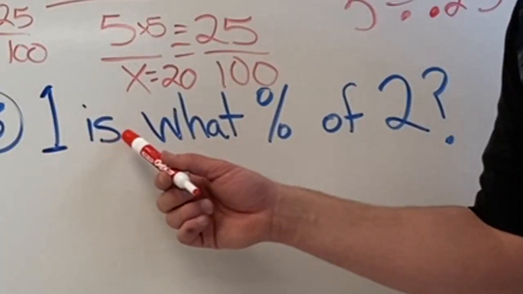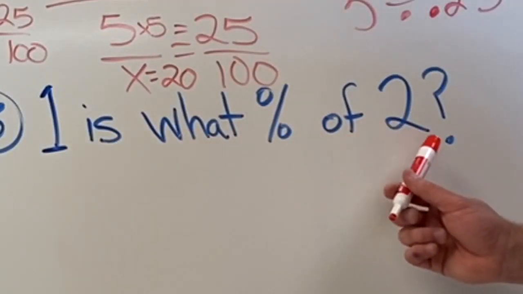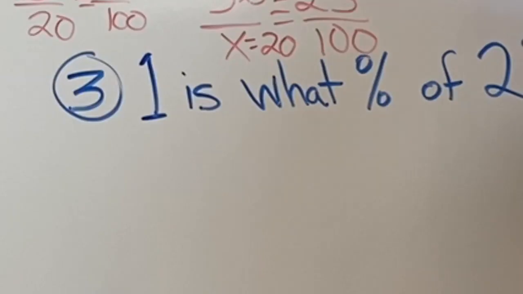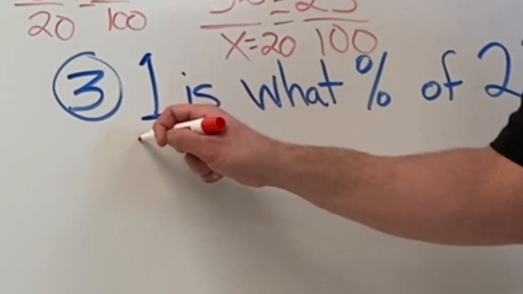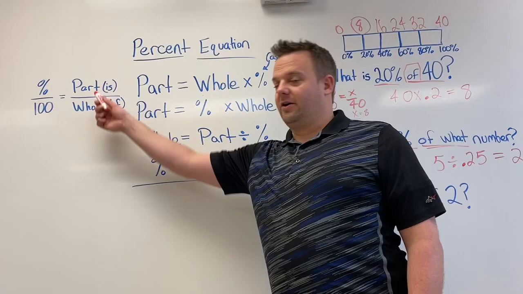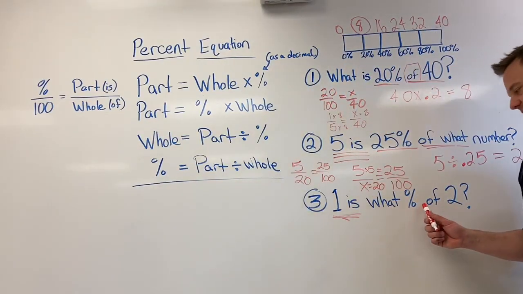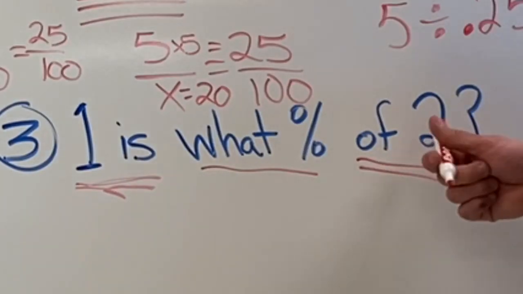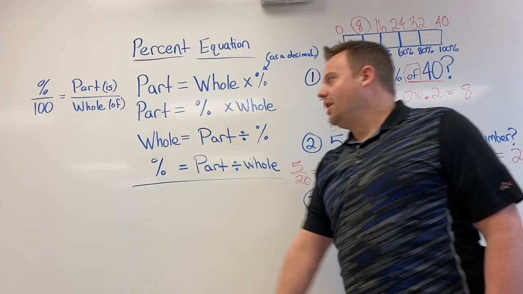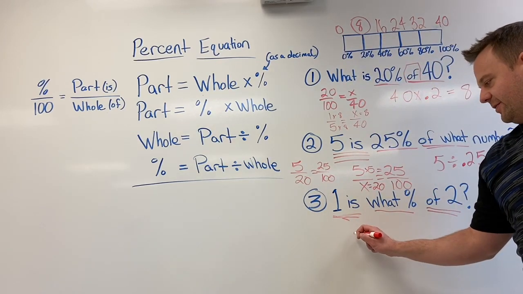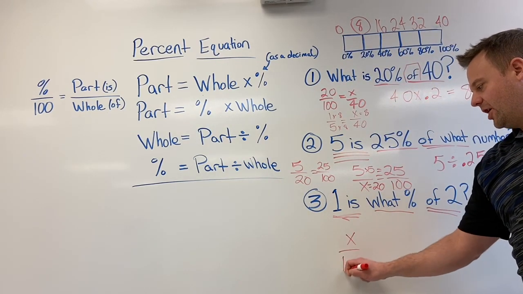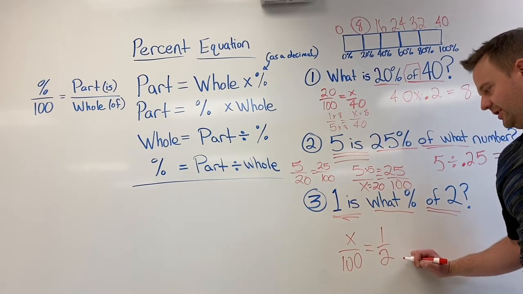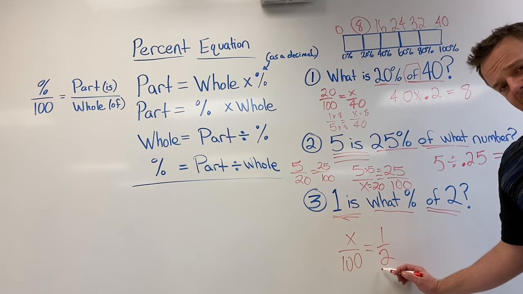Now, 1 is what percent of 2? Well, what are we missing? The part, the whole, or the percent? Let's break it down. 1 is the part. What percent, that's what's missing, of 2. Of indicates whole. So we're missing the percent. So we have x out of 100 equals 1 out of 2.